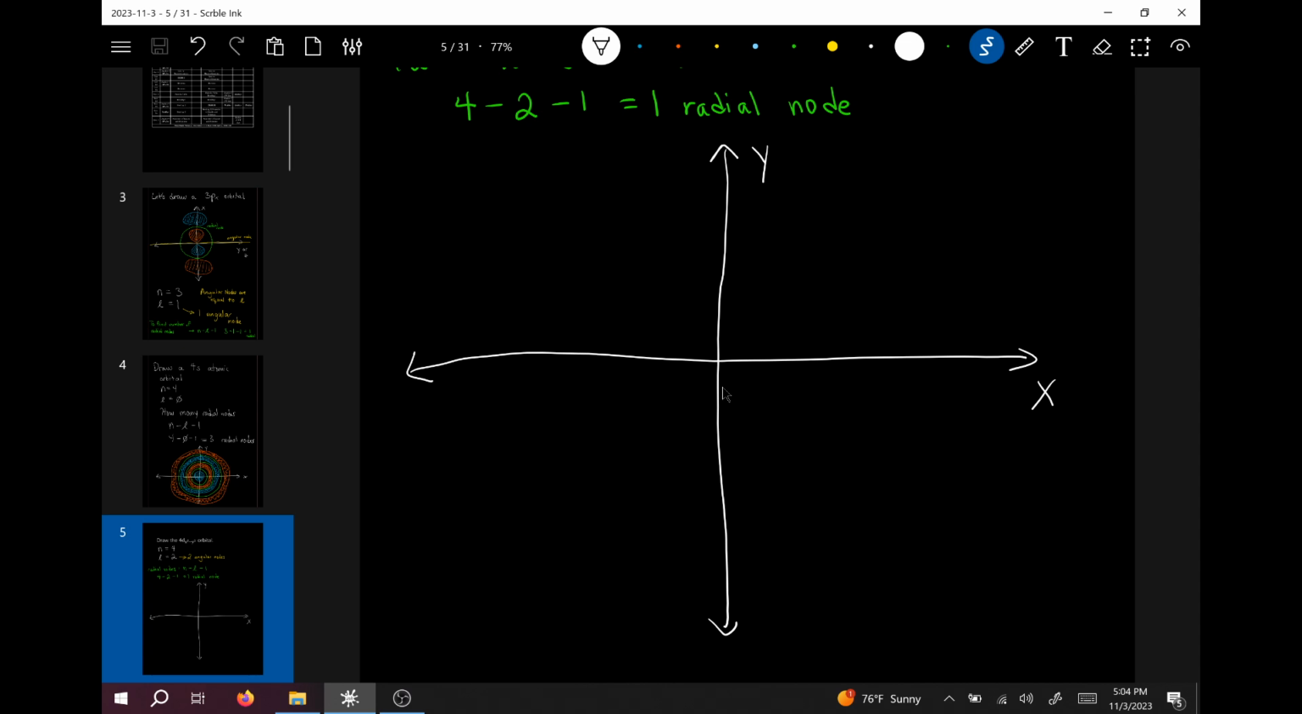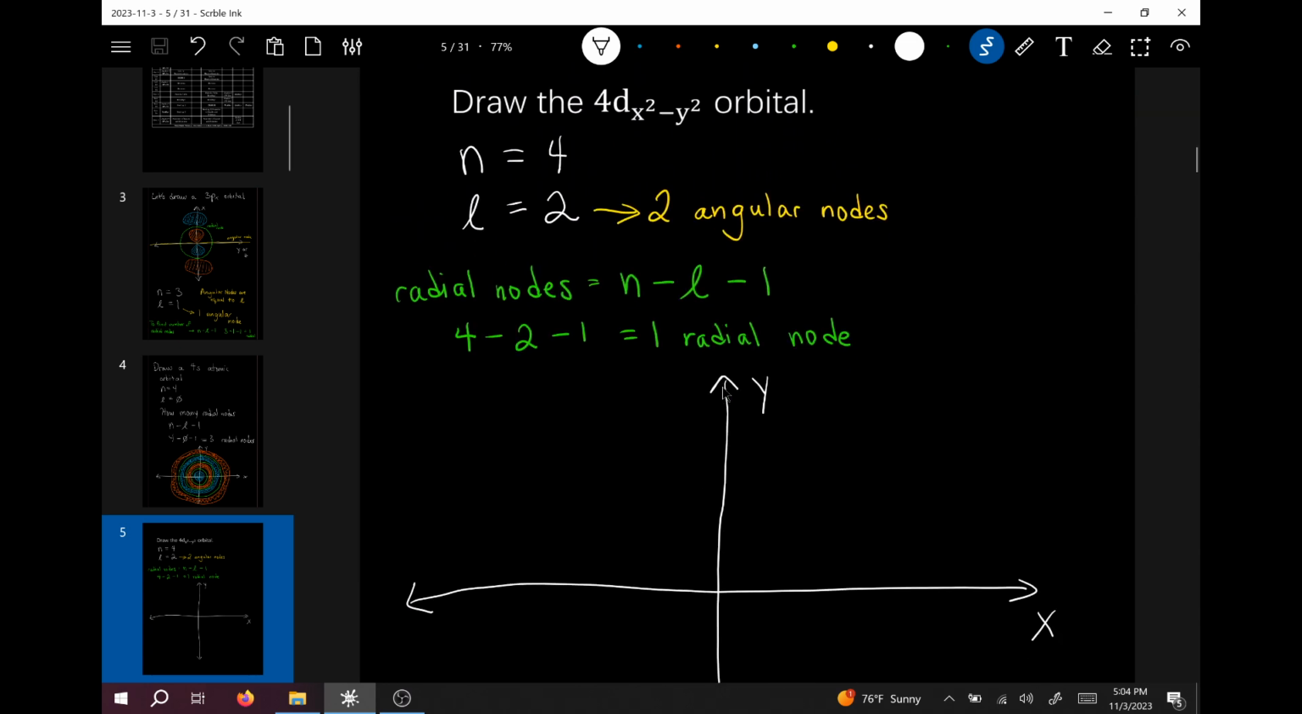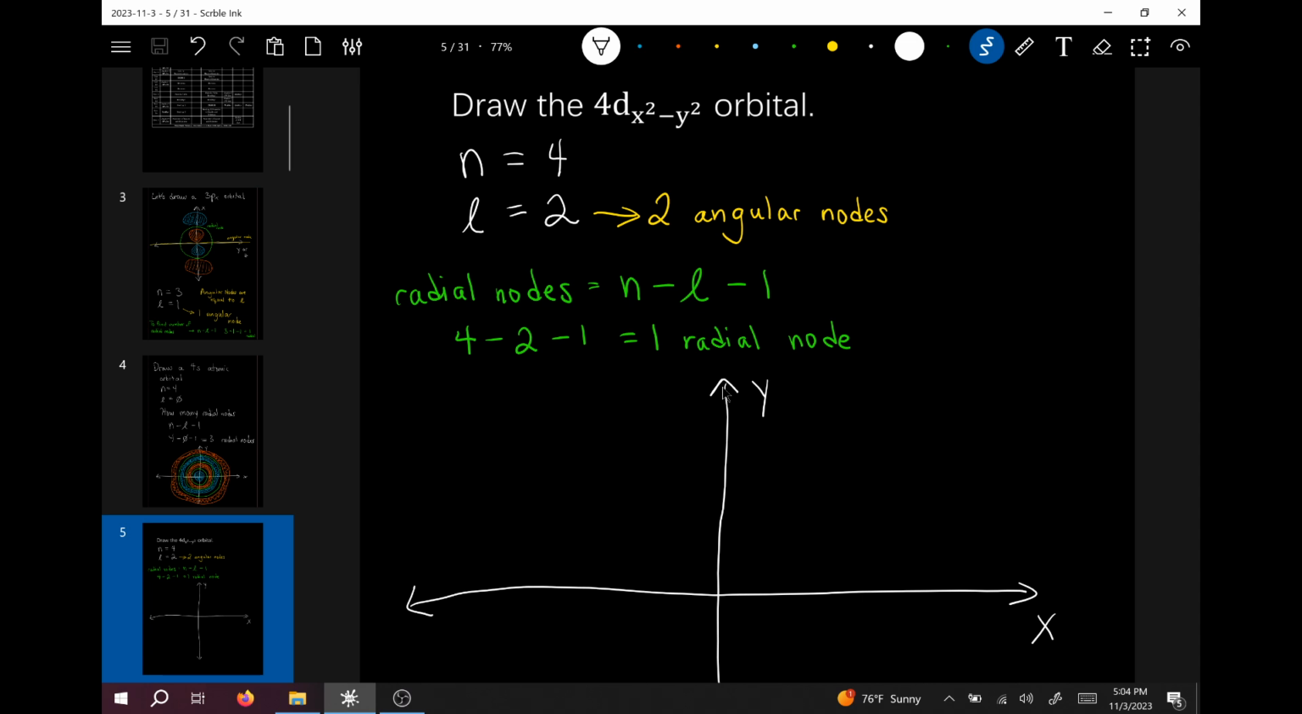All right, so what I want to do next, before I draw anything, is draw my radial node in green, and I have two angular nodes. Now, again, the question that usually comes up at this point is, how do I know where to draw my angular nodes? Again, you have to memorize what the orbitals look like. That will tell you where the angular nodes are supposed to go.